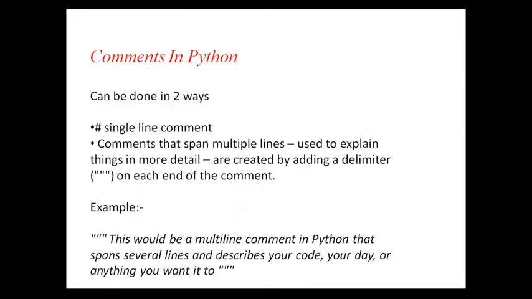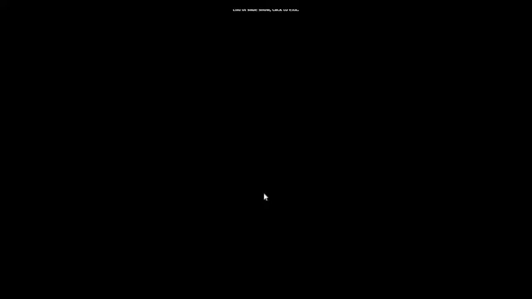Next are comments. How are comments shown in Python? Hash is used for a single line comment, and for multiple line comments you have to use triple double quotes like this. This would be a multi-line comment in Python. Starting from here, a 3-line comment is like that. Thank you.